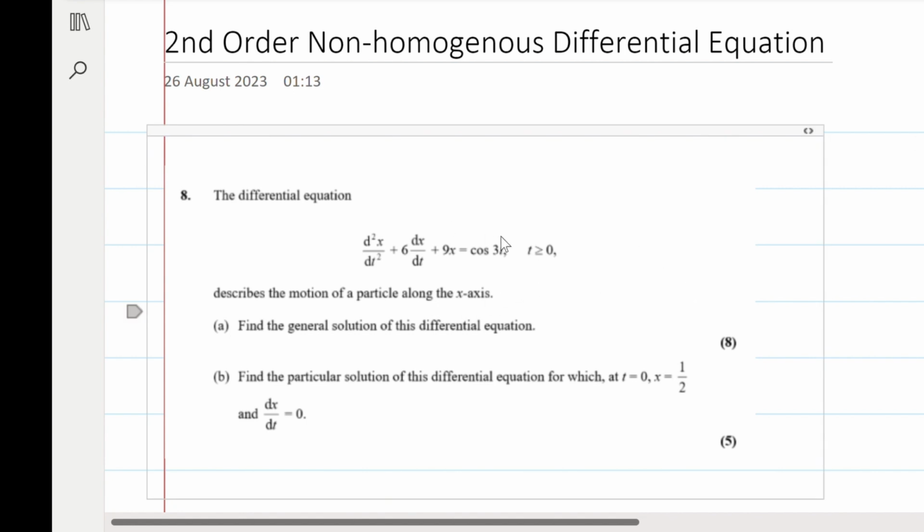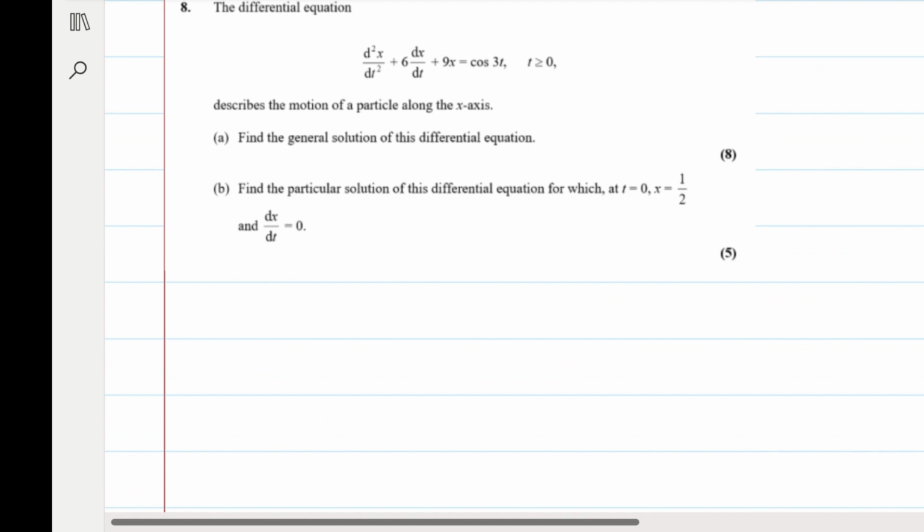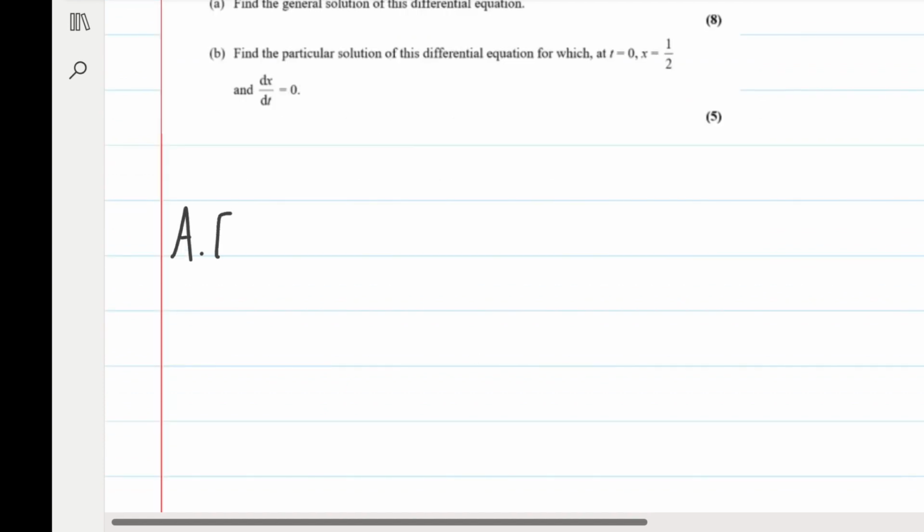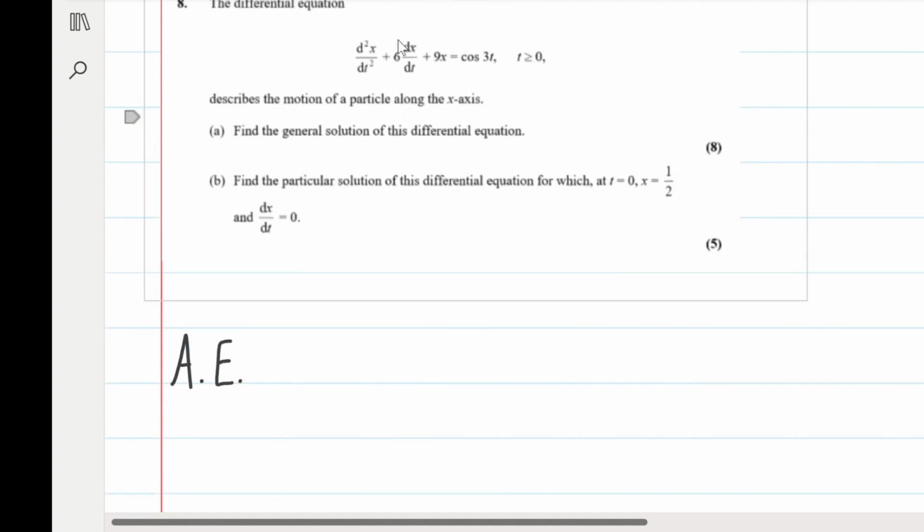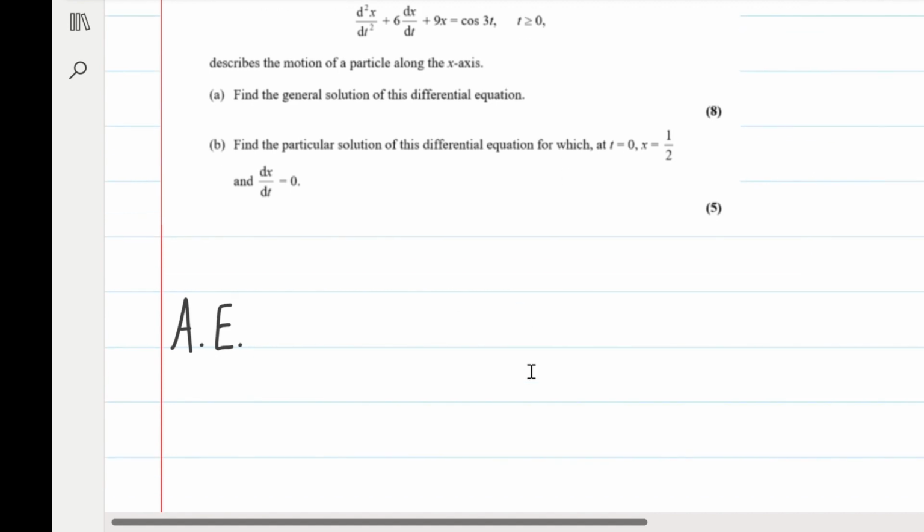So the first thing you should do, regardless of whether it's non-homogeneous or homogeneous, is find something called the auxiliary equation. Essentially this means we're going to be replacing the derivatives. We're going to be replacing the dx by dt by m, the d squared x by dt squared by m squared, and we're just going to have the 9x as just a 9. And essentially this is how we form the first part of our general solution.